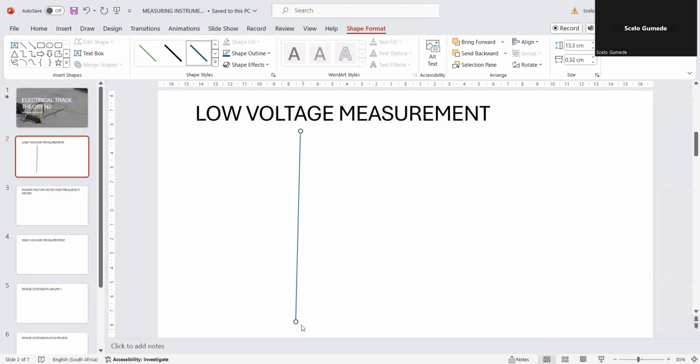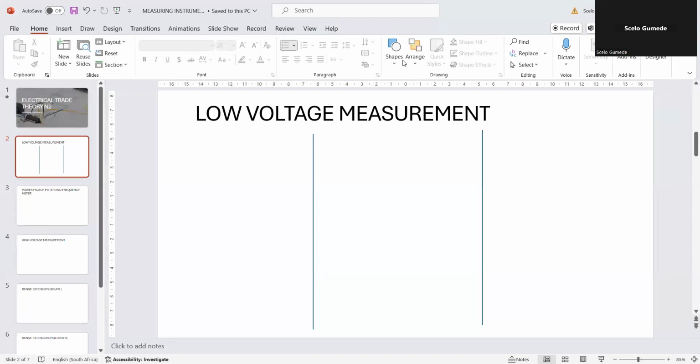So we are going to have an ammeter, a voltmeter, and a wattmeter. I just want us to discuss those for now under these headings here. So I want us to talk about an ammeter, a voltmeter, as well as a wattmeter.